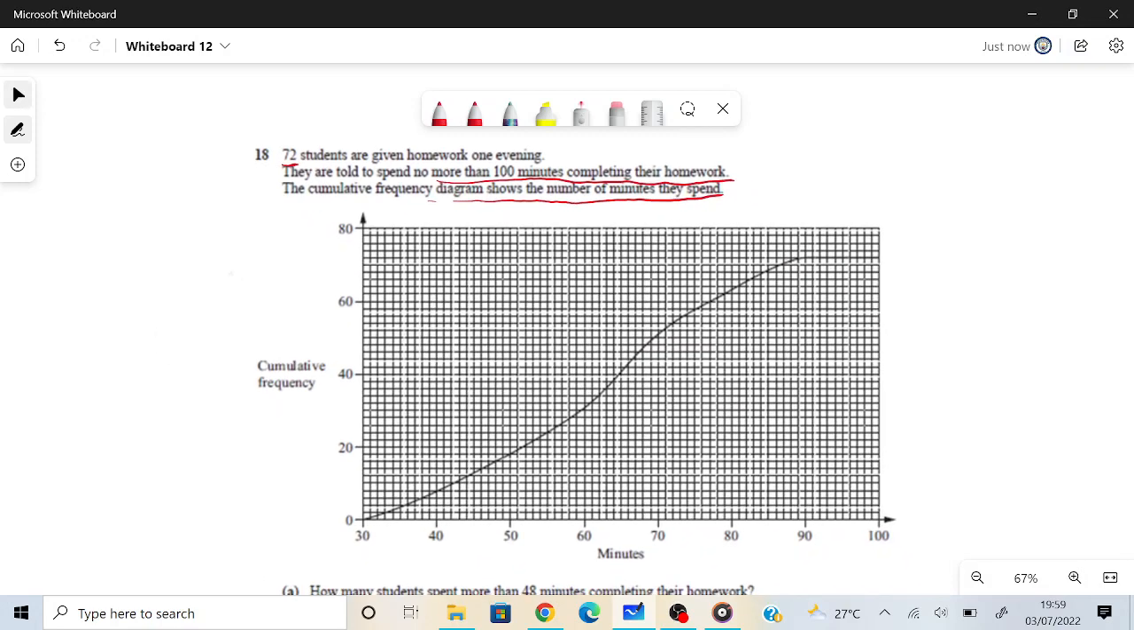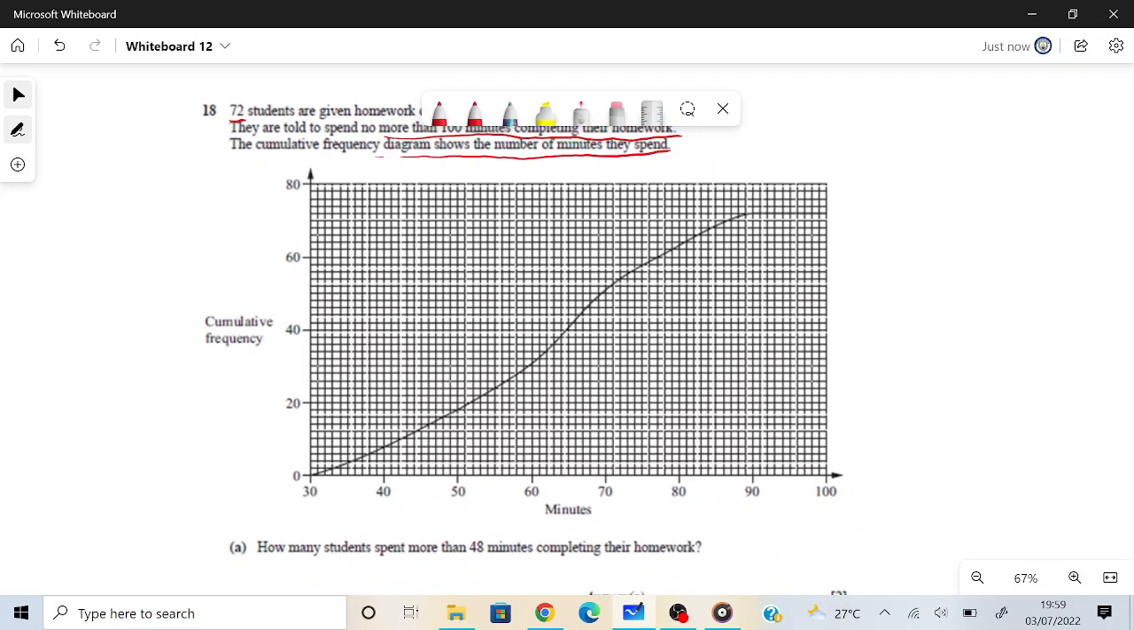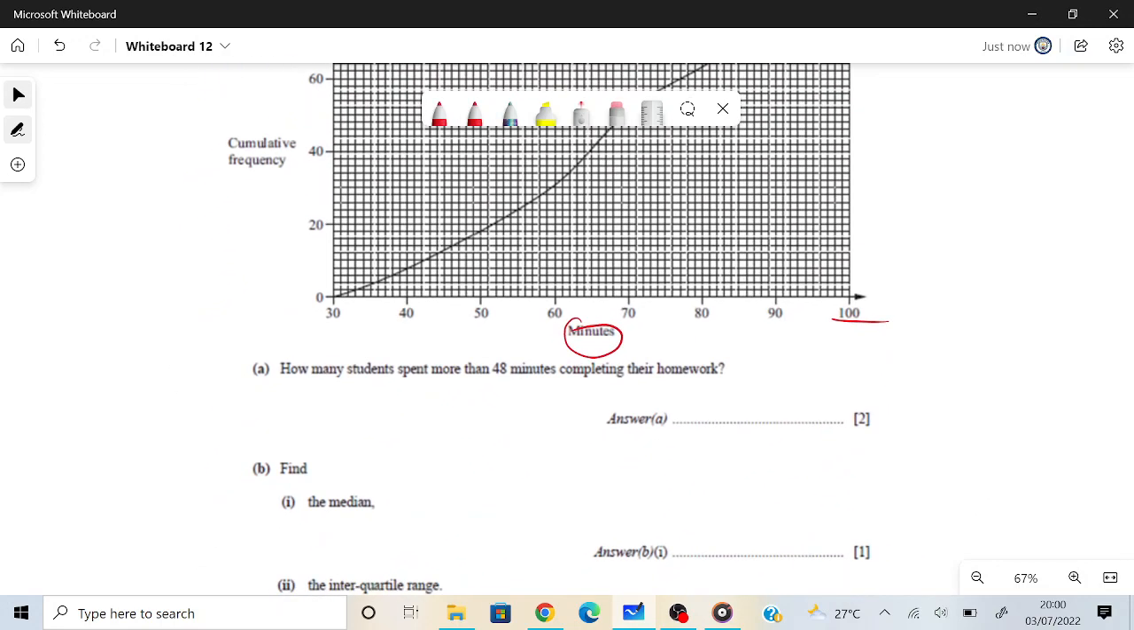Okay, so the first thing you should always do is just have a good look at the graph, just see how it's plotted and what they want. As we can see on the y-axis here, we have the cumulative frequency. Cumulative frequency simply is the amount of students in this case, since it's 72. As you can see, the graph eventually plateaus at this point here, which is simply 72 when you trace it back to the y-axis, because there are only 72 students. And the x-axis is simply the minutes, and they said that none of them should spend more than 100 minutes. So okay, that's that. Now let's have a look at question A.